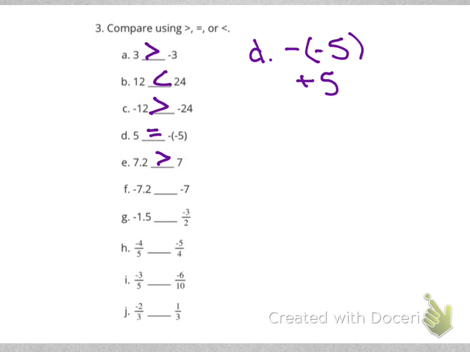Alright. Negative 7.2 blank negative 7. Negative 7.2 is further away from 0 than negative 7 is, so negative 7.2 is less than negative 7.